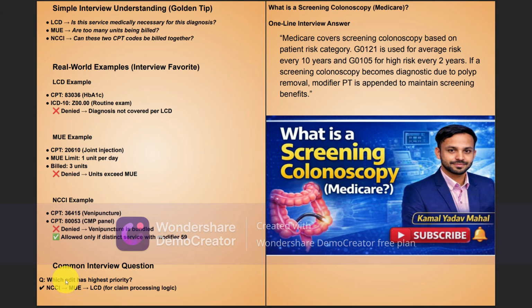Common interview question: which edit has the highest priority? NCCI, then MUE, then LCD for the claim processing logic. Let's move to the next question: what is the screening colonoscopy in Medicare? One line answer: Medicare covers screening colonoscopy based on the patient risk category. G0121 is used for average risk every 10 years, and G0105 for high risk every 2 years. If a screening colonoscopy becomes diagnostic due to polyp removal, modifier PT is appended to maintain the screening benefits.